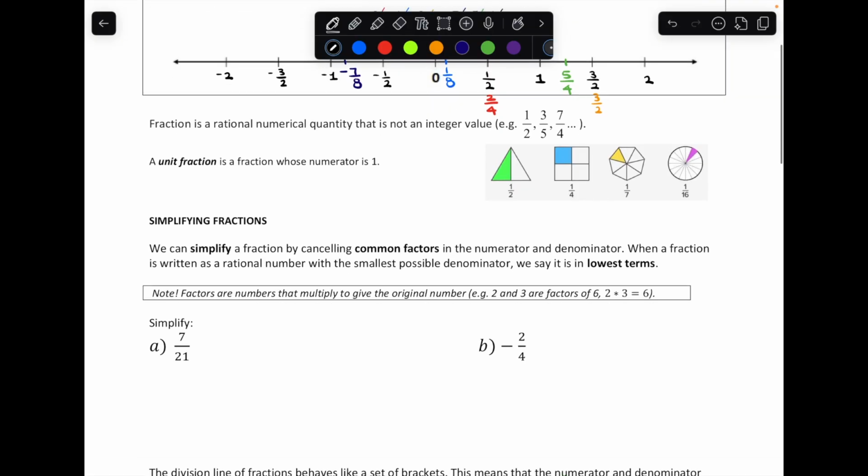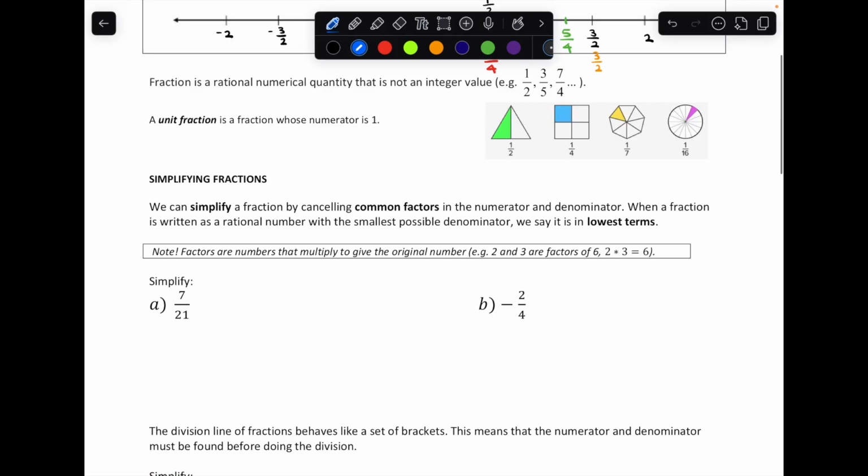So when we're simplifying fractions, we can simplify a fraction by canceling out common factors in the numerator and denominator. When a fraction is written as a rational number with the smallest possible denominator, we say that it is in lowest terms. A note here that factors are numbers that multiply to give the original number. For example, 2 and 3 are factors of 6 because 2 times 3 equals 6. Here it's telling us to simplify 7 over 21.